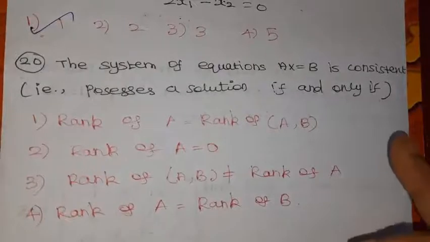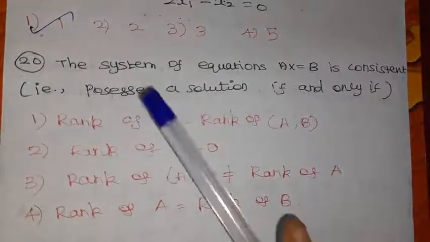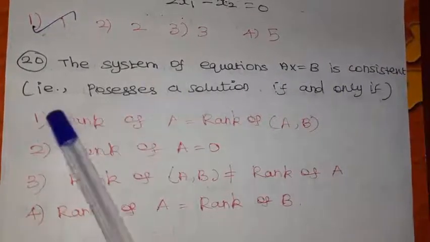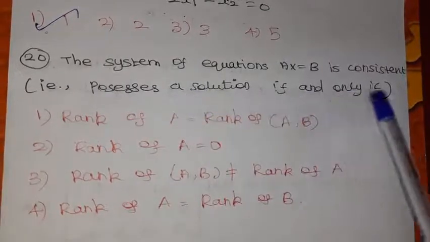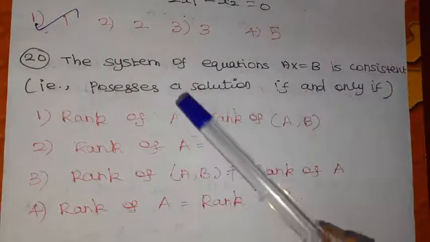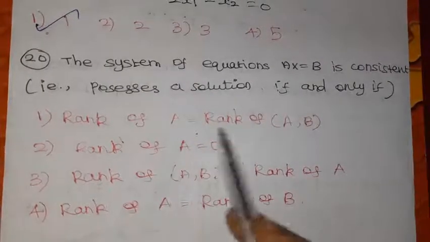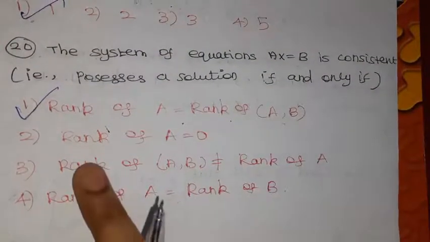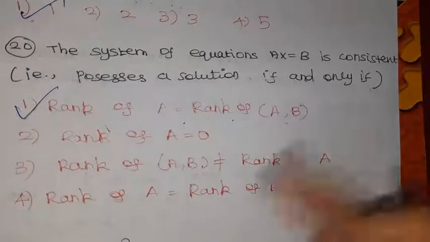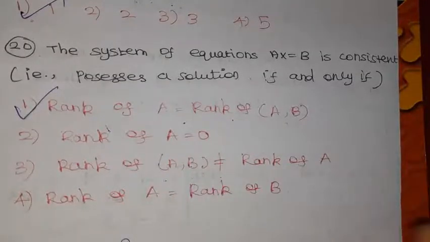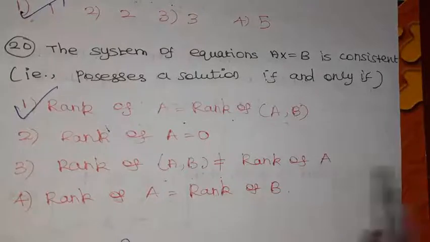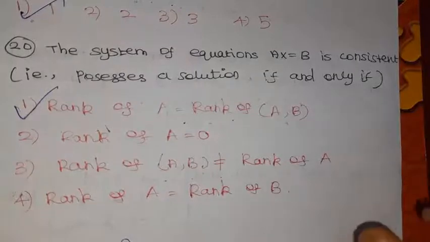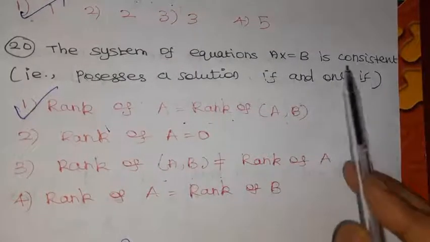Then this is the final question in this session. The system of equations Ax equal to b is consistent, that is, possesses a solution, if and only if the rank of A equals the rank of AB. The rest of the options I am not going to look at. Rank of A equal to 0? No. Rank of AB not equal to rank of A is also wrong. Rank of A equal to rank of B is also wrong. The rank of A and the rank of AB must be equal, then it is called the system is consistent.